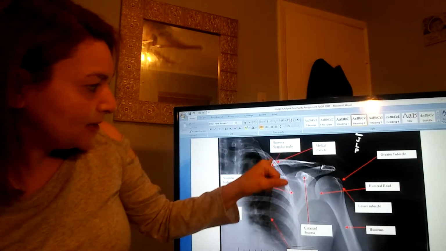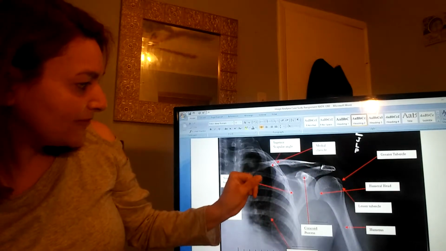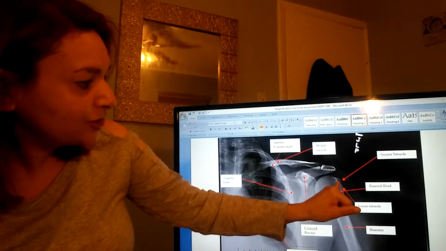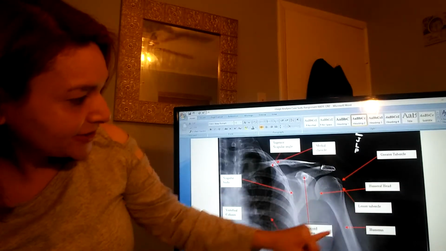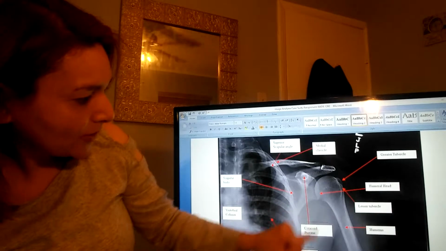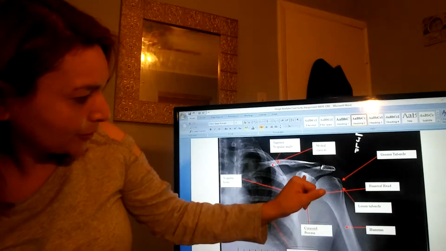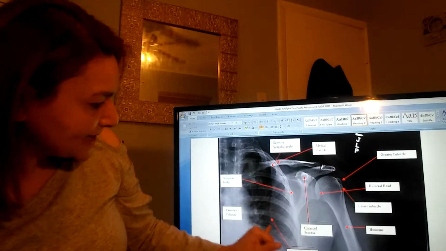So we have this superior scapular angle here. This is our clavicle. This would be our mid clavicle. We have our greater tubercle here. This is our lesser tubercle anterior to that. This is our humeral head. This is our humerus. We do have the coracoid process. This is, of course, here our scapula.